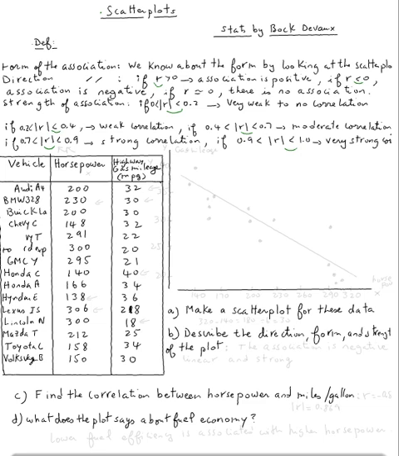Here are advertised horsepower ratings and expected gas mileage for several 2007 vehicles. So for the Audi A4, the horsepower is 200, the gas mileage is 32. For the BMW, the horsepower is 230, the highway gas mileage is 30 miles per gallon, and so on. So question A, we need to make a scatter plot for these data.